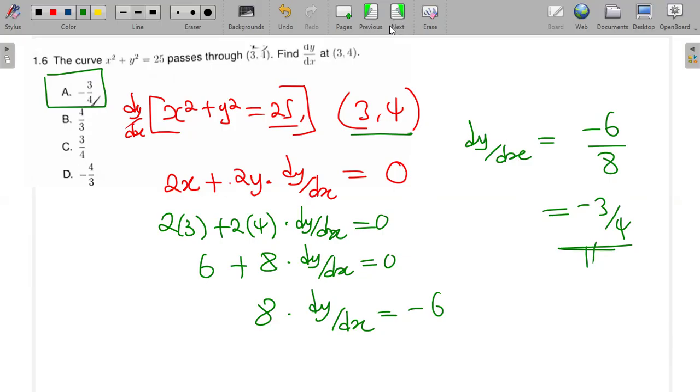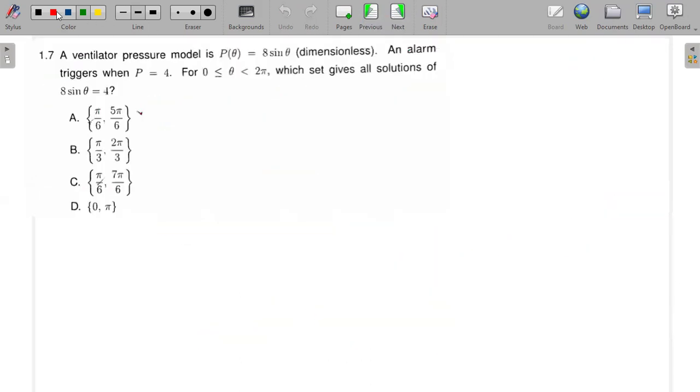We go to another question, which is question 7. They're saying a ventilator pressure model, P of theta equals 8 sine theta. An alarm triggers when P equals 4. For theta between 0 and 2 pi, which set gives all the solutions of 8 sine theta equals 4?